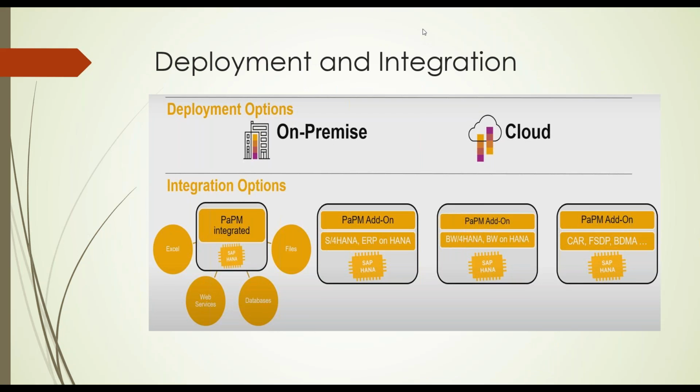Here are the deployment options of PAPM. I will explain each in detail, but just for an overview for the training. PAPM can be installed on S/4HANA as an add-on with a separate license, or on BW/4HANA, or on FSDP, the financial subledger for insurance and banking clients. It can also be installed in a separate HANA model on its own, and then you connect it to different services.